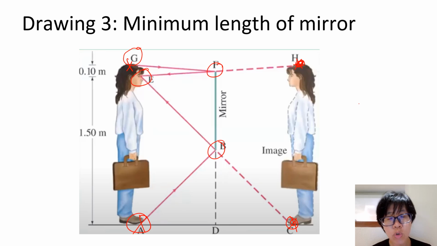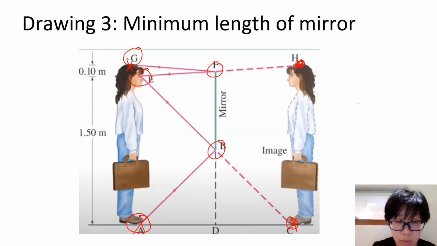minimum length. So if the height of the person is 1.6 meters, then the minimum height is always half of it. The minimum height is always half of it. No matter how tall the person is, how far away from it, always half of the person's height. Of course there are calculations why it is like that.